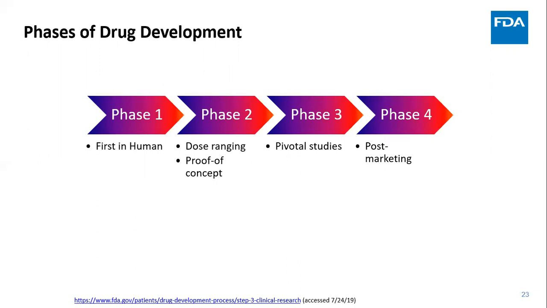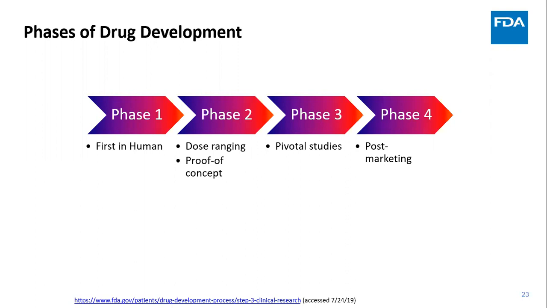FDA works with pharmaceutical companies and investigators to study medical products. Researchers design clinical trials to answer specific research questions related to medical products. In drug development, there are four phases. Phase one studies are the first to evaluate the drug in humans. The main purpose of phase one studies is to evaluate the safety of the drug.